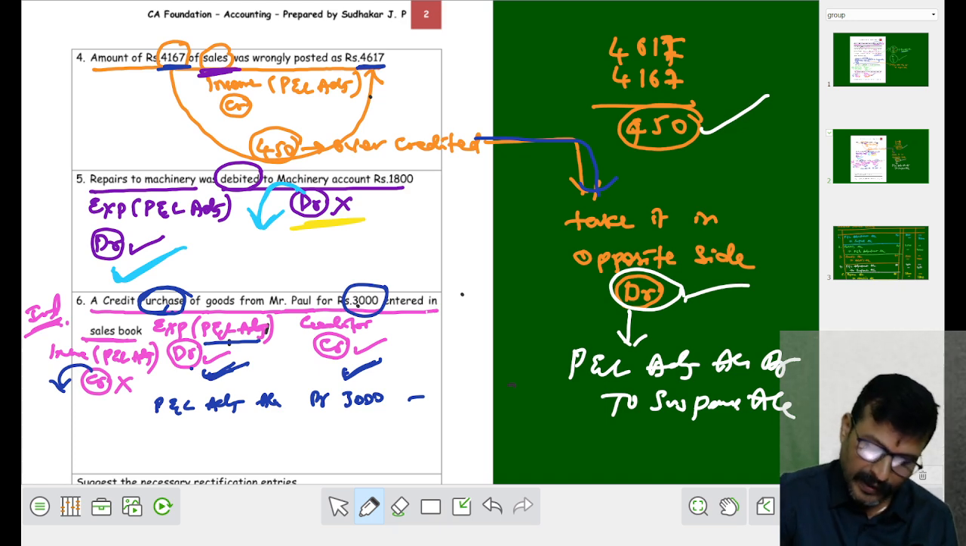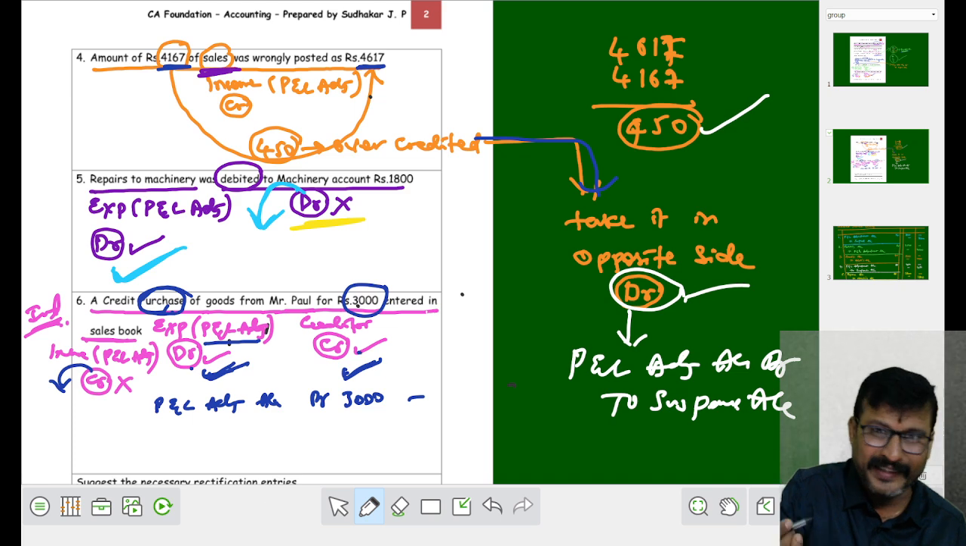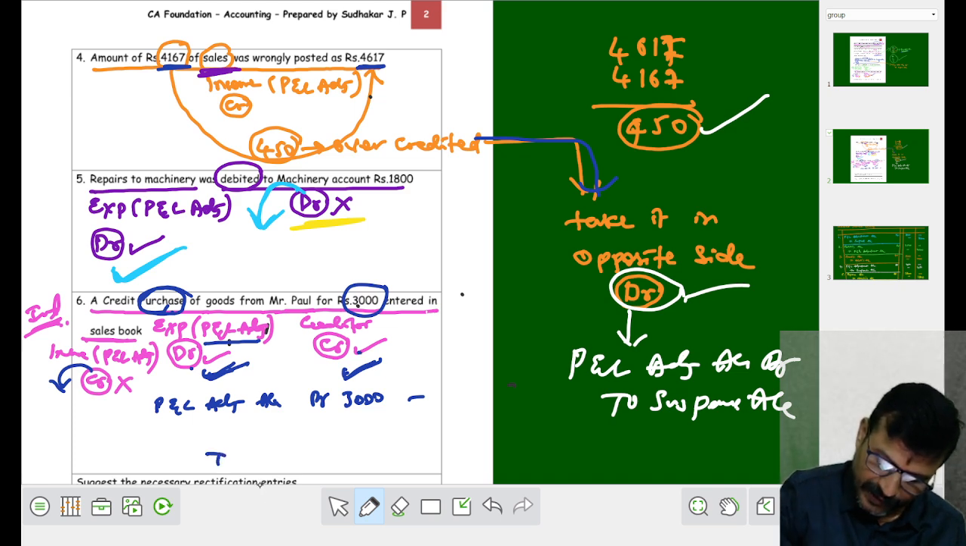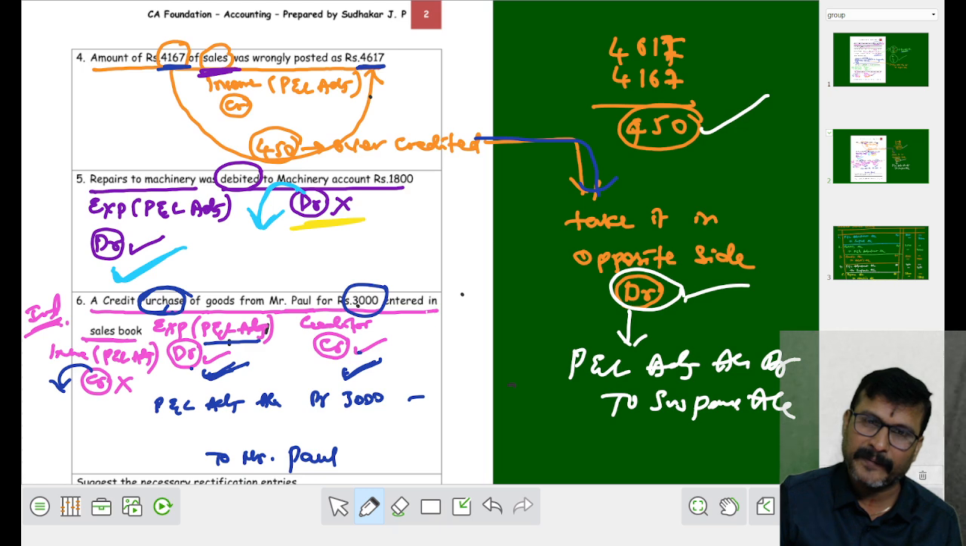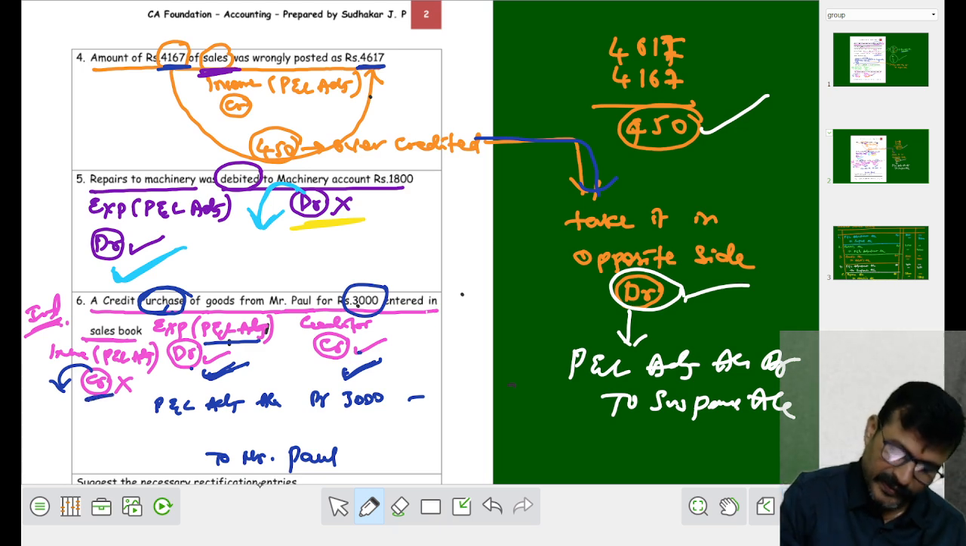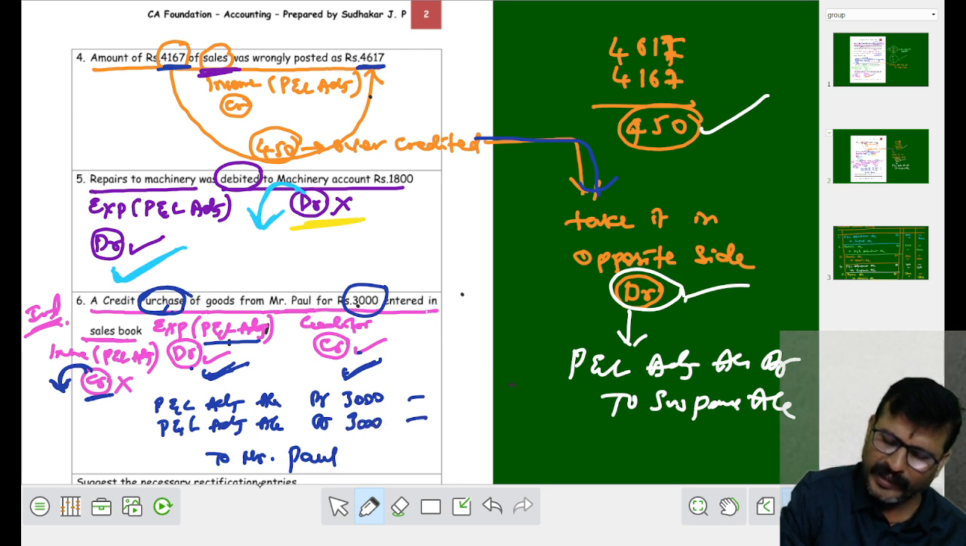Is that right? Now what to do with the creditor? Credit, the correct credit goes on the credit side. Now I will write to Mr. Paul. I mentioned it on the credit side. Now it is a wrong credit. Where do we have to take it? We have to take it in the debit side, since it is an income, and income means P and L adjustment. When you wrongly credited, you take it in the debit side. P and L adjustment account debit 3000.